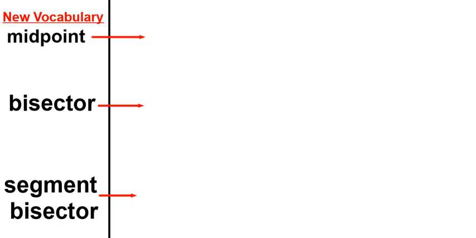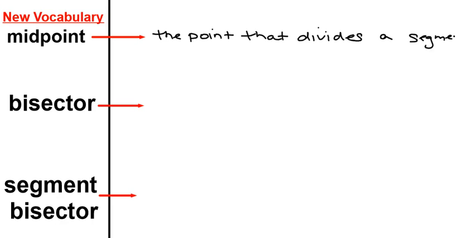The first word that we're going to talk about is midpoint. The midpoint is the point that divides a segment into two equal parts. That is like that point M on the top there that we just talked about.